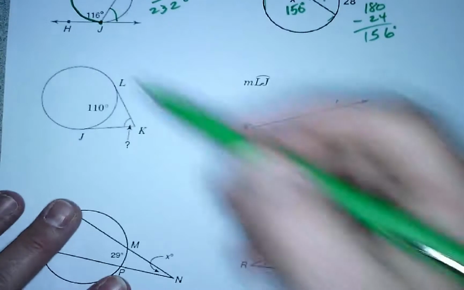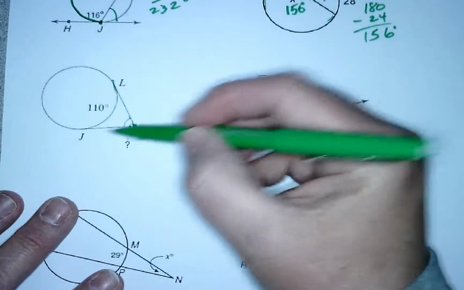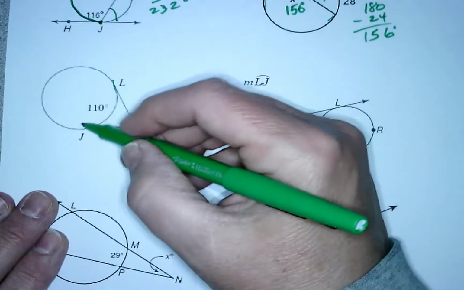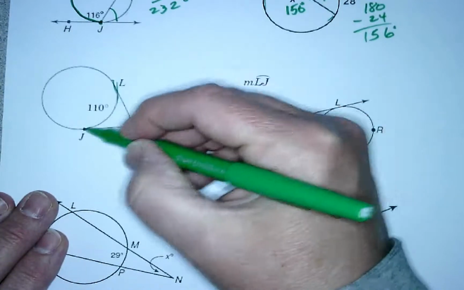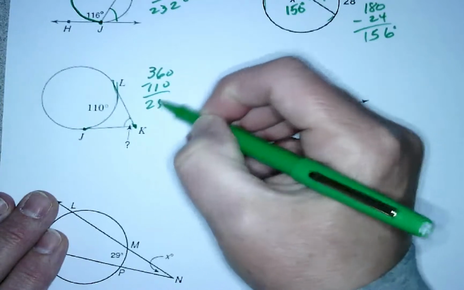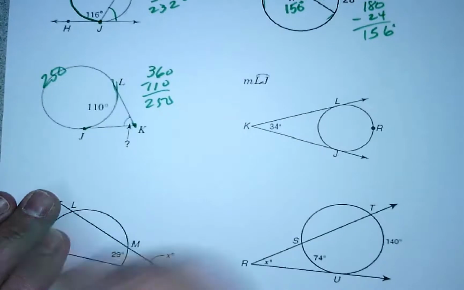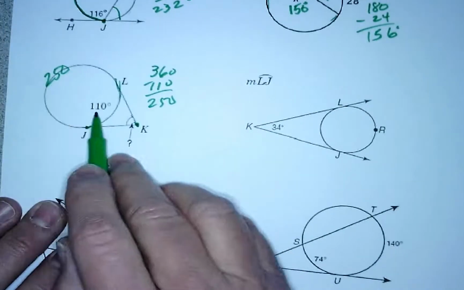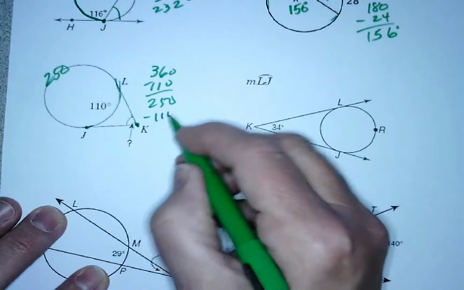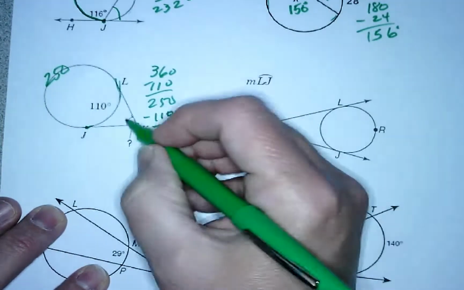Okay, next one. This is an angle K that they're asking me to find. It is formed by 2 tangents. So there's 2 ways we could do it. Since we know from J to L is 110, I can take 360 minus 110 and get 250. So the rest of the circle is 250. An outside angle is formed by the difference of the 2 arcs divided by 2. So 250 minus the 110 gives me 140, divided by 2 gives me 70 degrees for this angle right here.